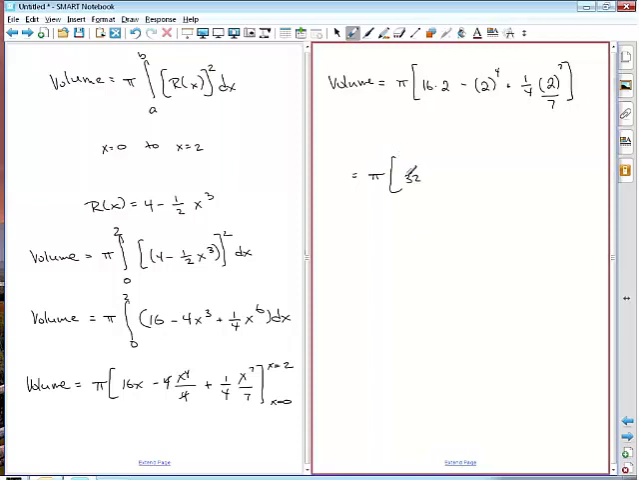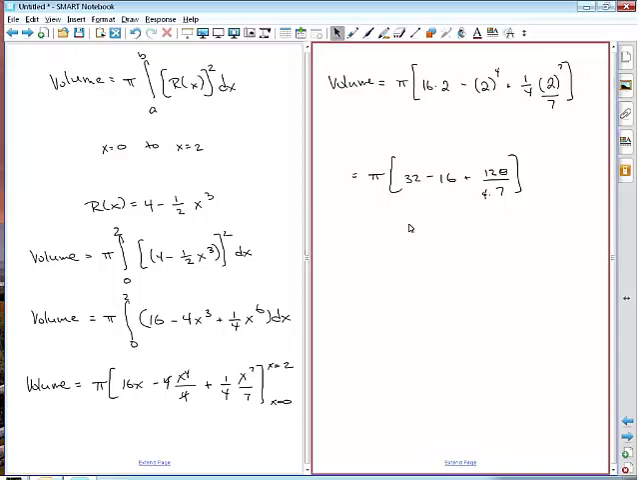So we have 32. 2 to the 4th is going to be 2 times 2, which is 4, times 2 is 8, which is 16. And 2 to the 7th power, you get 2, 4, 8, 16, 32, 64, 128. So we have 128 divided by 7. And I forgot a 4 there too. Okay, so we got 128 divided by 4 divided by 7.